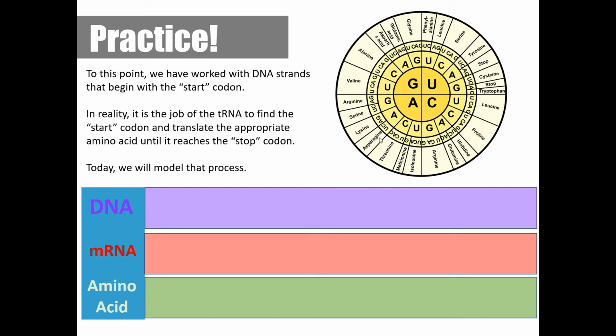Now, these stop codons are going to tell the tRNA that the protein is complete, and the tRNA is going to then leave and go pick up more amino acids. Okay, so that's the way the process works.